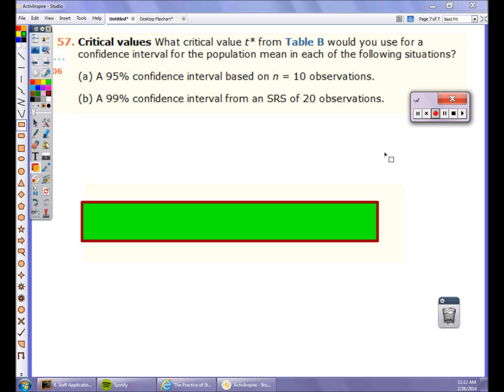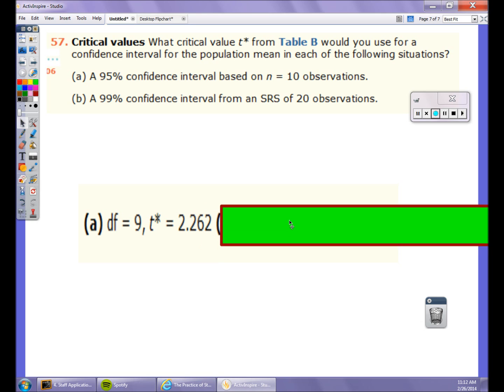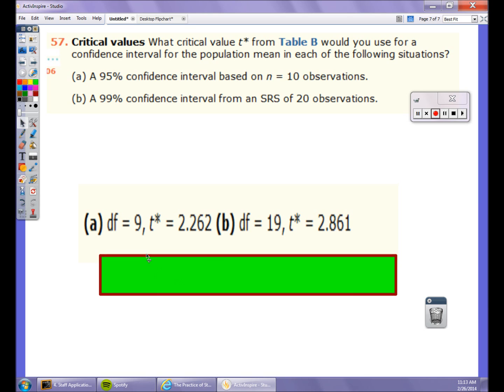Okay, answer time. Looking at the table of the t distributions, question A, 95% confidence interval, I find 95% at the very bottom, and I have a sample size of 10. Subtract 1, that gives me my degrees of freedom of 9. So I find 95 at the bottom of the page, I find 9 on the left-hand column of the page, I crisscross my fingers, and I should have the following t-star. Same process for question B, 99 at the bottom, 19 on the left for 19 degrees of freedom, and you get the following t-star.